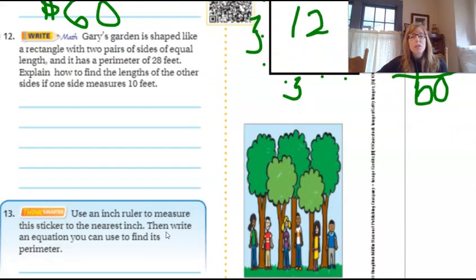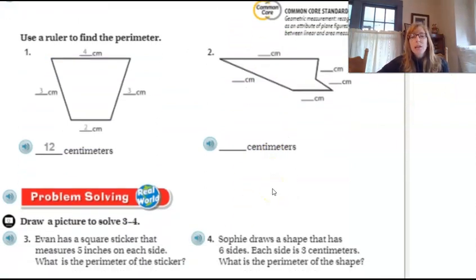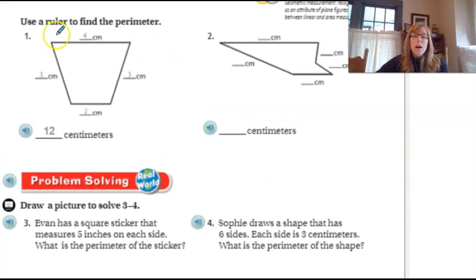Okay, so we're going to go past the right. Like I said, this is going to be a quicker lesson today. This one says, use a ruler to find the perimeter. We're not going to do this.